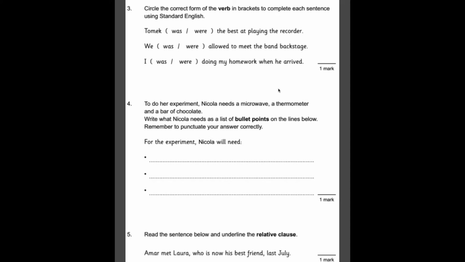Number 3, circle the correct form of the verb in brackets to complete each sentence using standard English. This is just something that you need to know is correct English, which one makes sense in the sentence. Fairly straightforward. Tomek was the best at playing the recorder. We were allowed to meet the band backstage, and I was doing my homework.